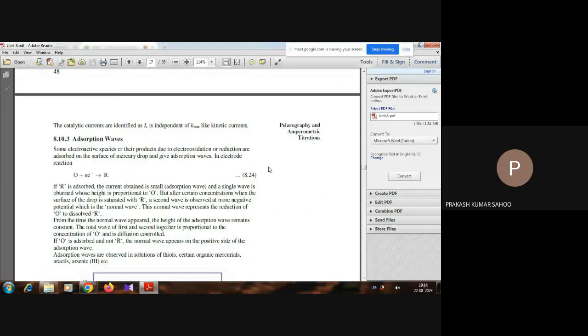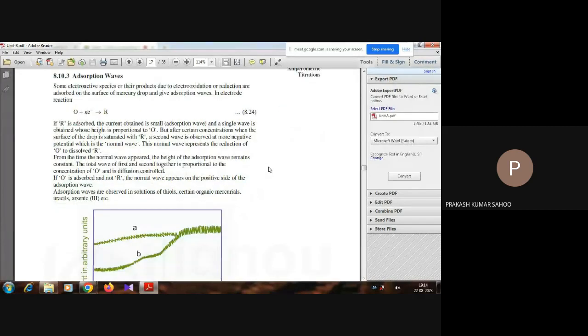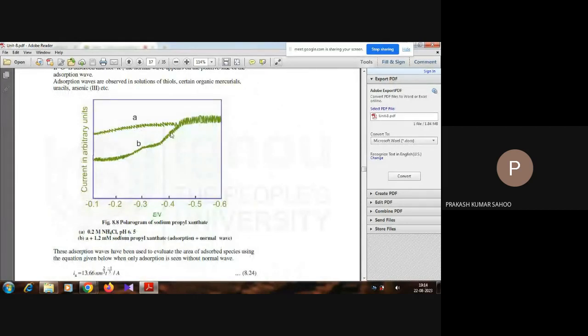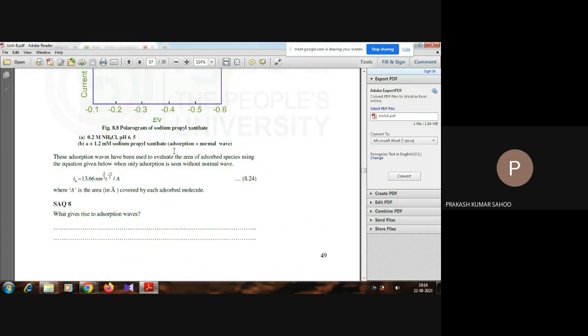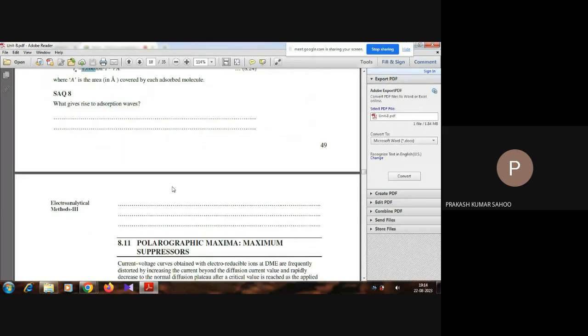Then your adsorption waves are there, where surface adsorption is carried out. This type of polarograms we will have in 0.2 molar ammonium chloride, pH 6.5. Then it is A is plus 1 by 2 micromolar sodium propyl xanthate. This is where the adsorption took place. Then for adsorption current, we have 13.66 n m to the power 2 by 3 t to the power minus 1 by 3 divided by A, where A is the surface area.